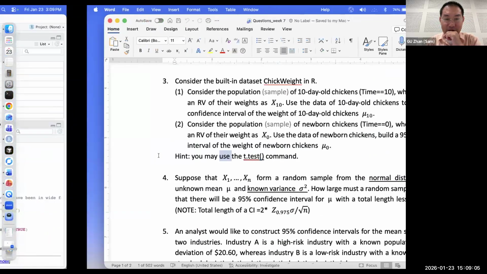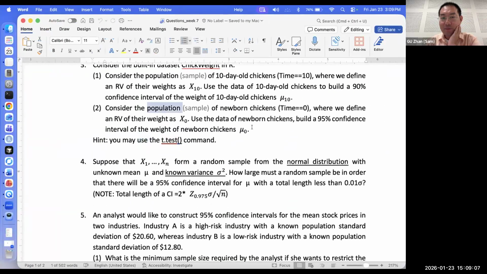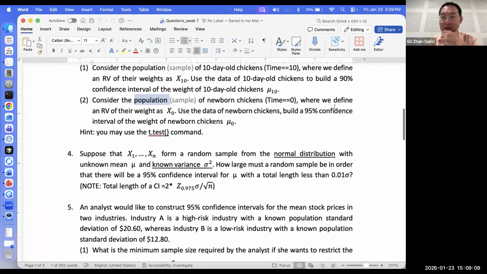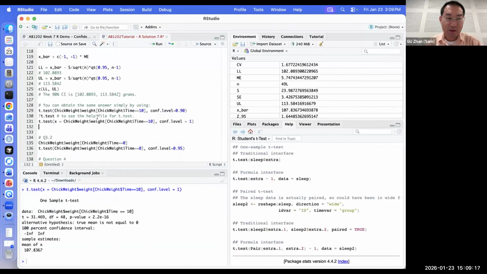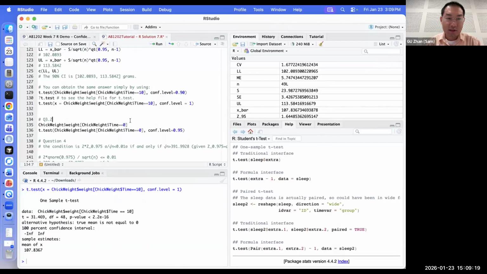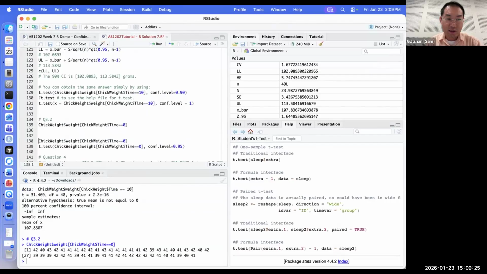Next is 3.2. Consider the sample of newborn chickens with time equal to 0. Then we define the random variable. Build a 95% confidence interval of the weight of newborn chicks at mu 0. Directly use t-test. The key thing is you make sure that you get the time correct. So this is one way. Another way is you use this one here.